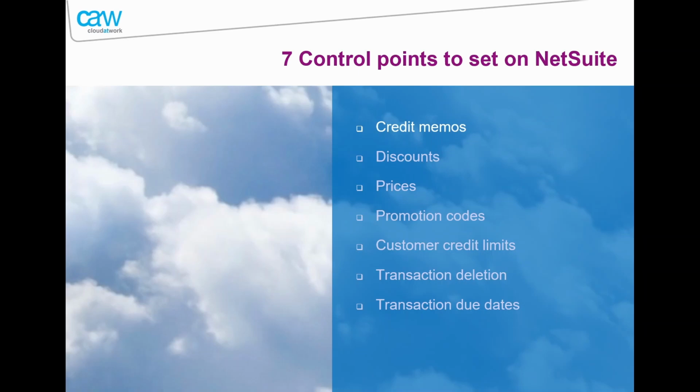Now the last point is changing the transaction due date. If someone can update the due date on an invoice, then customers basically would never really need to pay it because the due date keeps changing.